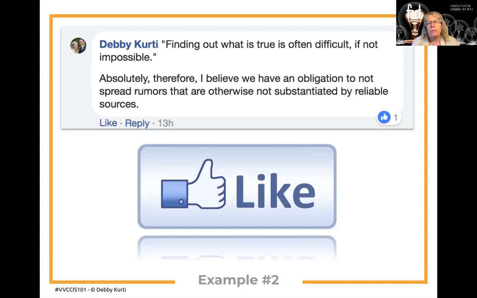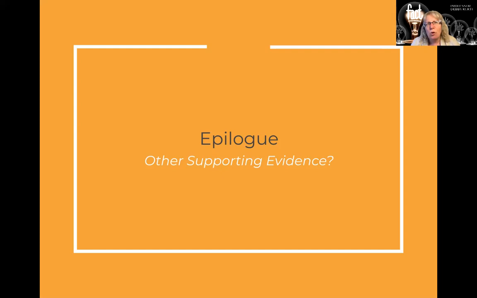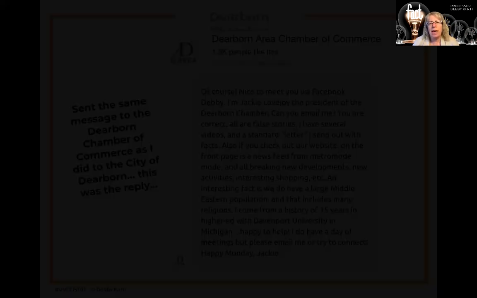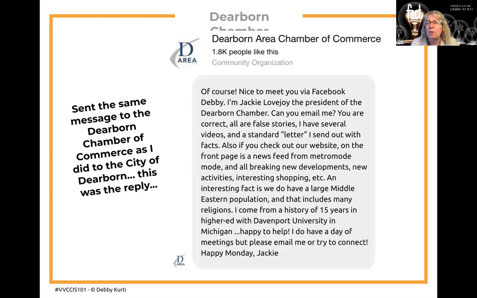And so I agreed with him. We do have an obligation to not spread rumors that are not otherwise substantiated. So was there any other supporting evidence? I messaged the city of Dearborn, and I got a really good response from them. At the same time, I also messaged the area chamber of commerce, because you know what a chamber of commerce does? They support business. One of those posts had said that businesses are being driven out and there are areas where Sharia law rules, and none of that's good for business, right? So I messaged the Chamber of Commerce page pretty much the same exact message that I sent the city.